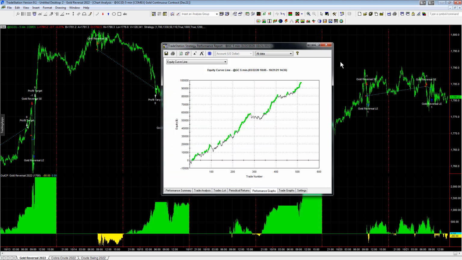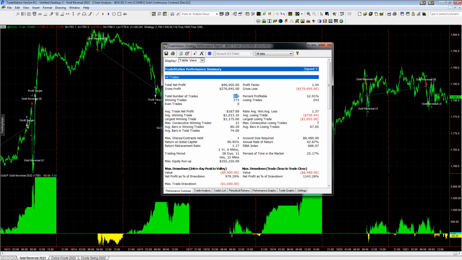Here is the equity curve. Just a really nice equity curve. There's a lot of trades, so it has a short history, but it has a lot of trades. So you have some statistical significance based on the number of trades and the way this current market is working right now. Now let's go back a little bit further.